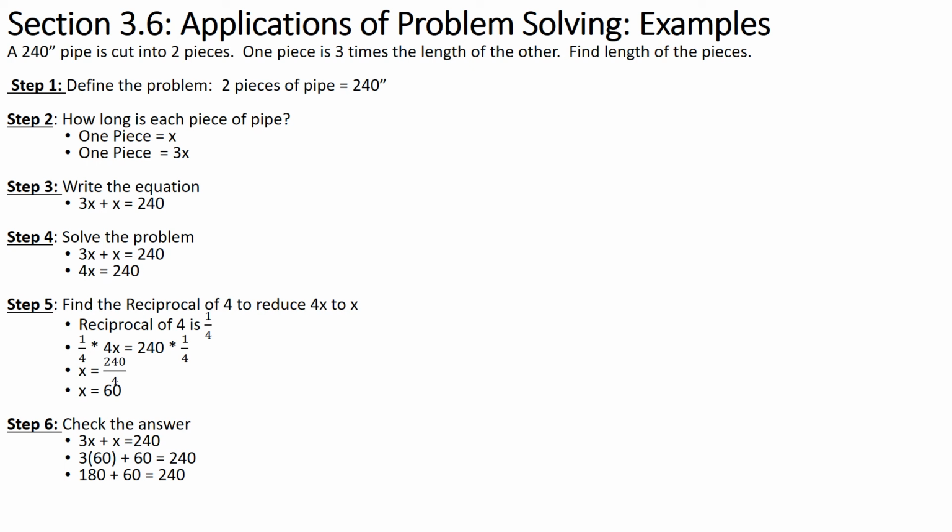3x plus x is 4x. 4x equals 240 right here. I'm going to multiply by 1/4 to turn that 4x into an x. And if I do it to one side, I have to do it to the other. 1/4 times 4x simply leaves me an x. 240 times 1/4 equals 240 over 4, or 60. Now let's see if this works. 3 times 60 is 180 if my x is 60. And then the other piece is just 60. 180 plus 60 is 240.